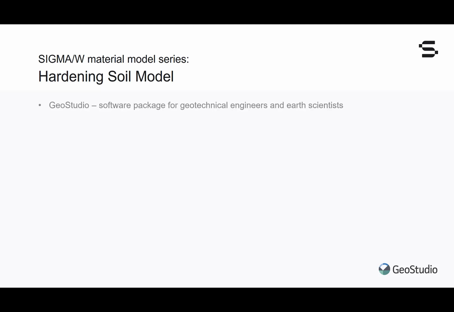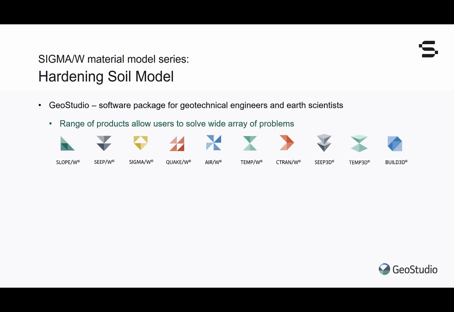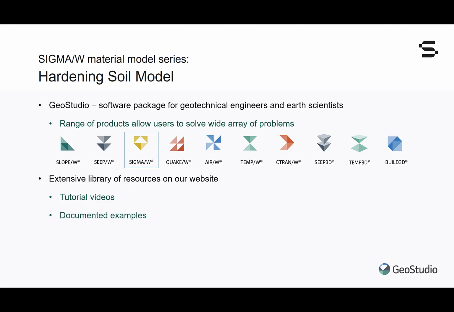GeoStudio was developed for geotechnical engineers and earth scientists. As such, it comprises a range of products that can be used independently or together to solve a wide array of problems. Today's webinar will focus on Sigma W. Those looking to learn more about the products, including background theory, available features, and typical modeling scenarios, can find an extensive library of resources on the GeoSlope website. Here you can find tutorial videos, examples with detailed explanations, and reference books on heat and mass transfer modeling, static stress strain modeling, slope stability modeling, and dynamic stress strain modeling with GeoStudio.